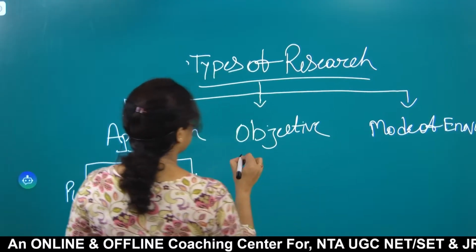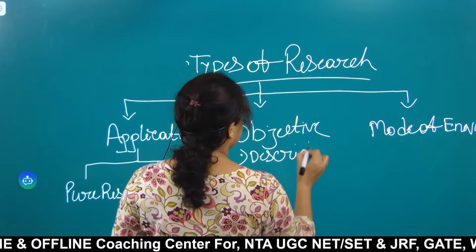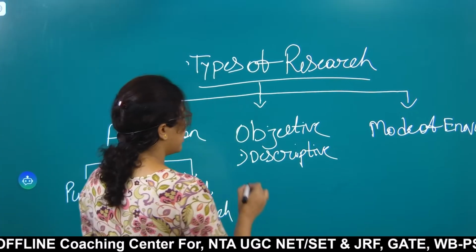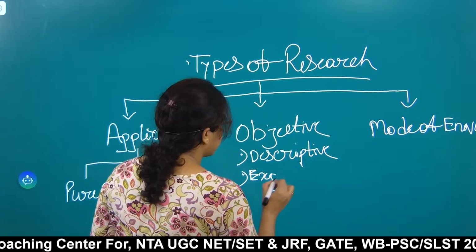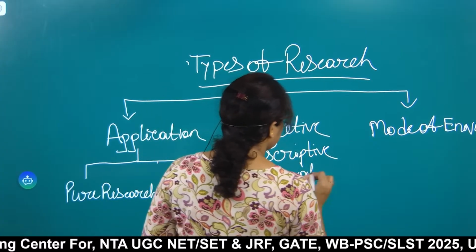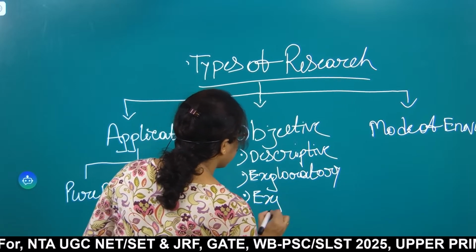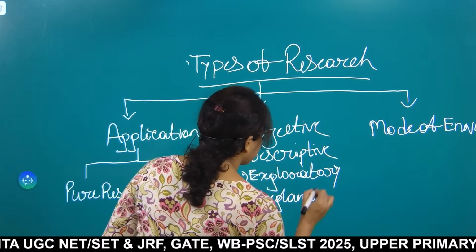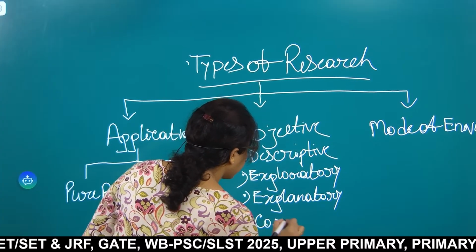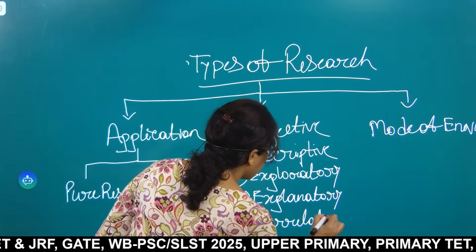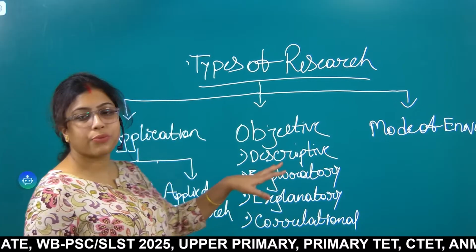On the basis of objective, first there is descriptive research. Next, there is exploratory research. Then there is explanatory research. Then there is correlational research. Clear? These four types are there.